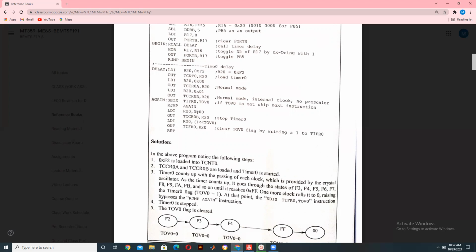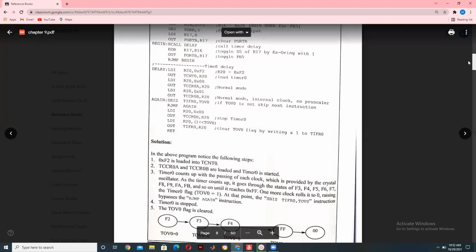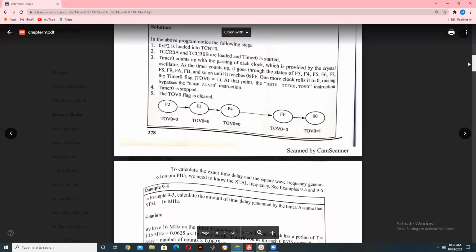Then LDI R20 is 0x00, the output to TCCR0. It would be R20, stop timer 0. First was initializing, then it was stop. Then LDI R20 is 0x01, the smallest one, then we are calling it one bin, and then it goes to TIFR0, R20, then clear the TOV flag, which means the overflow flag is down, and the program is ended.